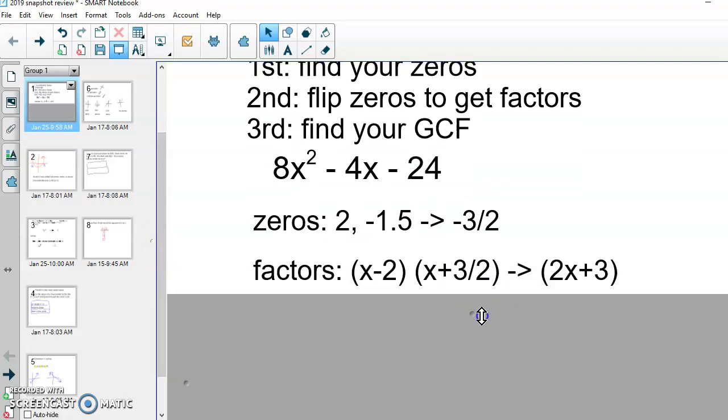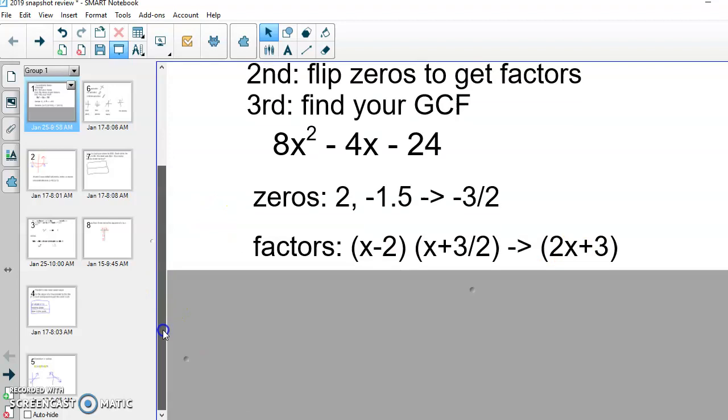To find my factors, I have to flip it. So the opposite of positive 2, I now have x minus 2, and the opposite of negative 3 over 2 is now plus 3 over 2. But when I have a fraction here, I have to move my denominator in front of my x, so this is going to turn into 2x plus 3.